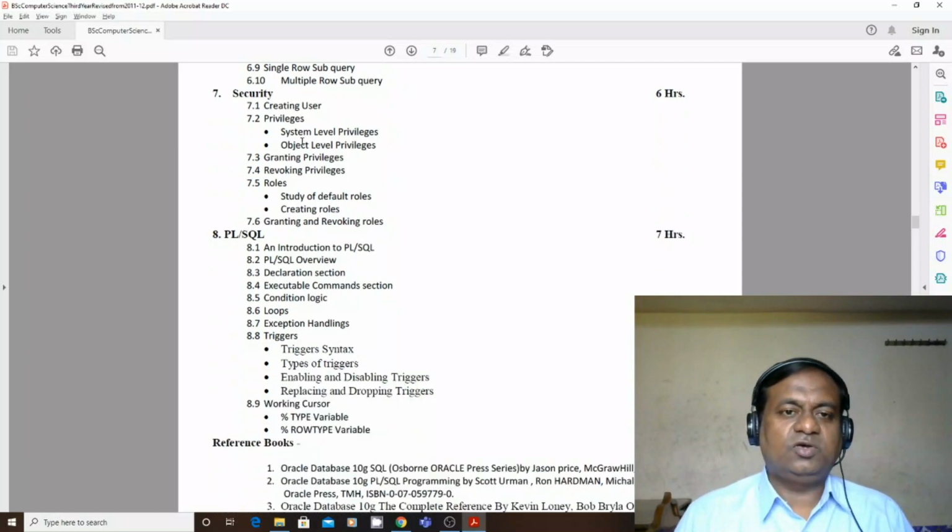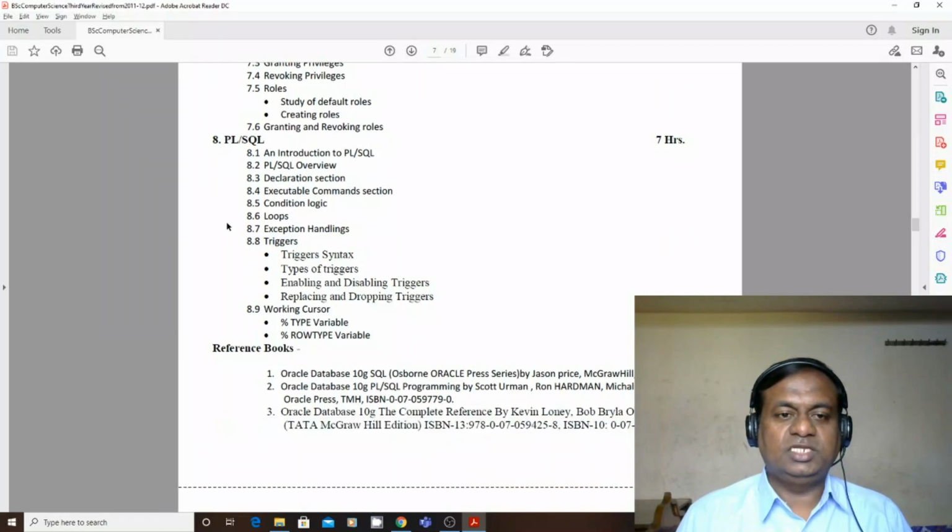Chapter 7 consists of security concepts. In this, we will discuss how to create and manage users, how to assign permissions to the users, how to manage permissions with the help of roles, how to create them and how to manage them.